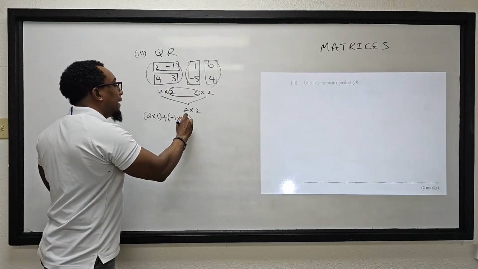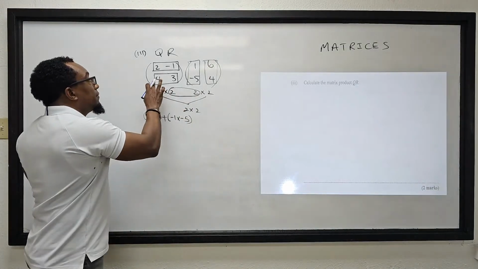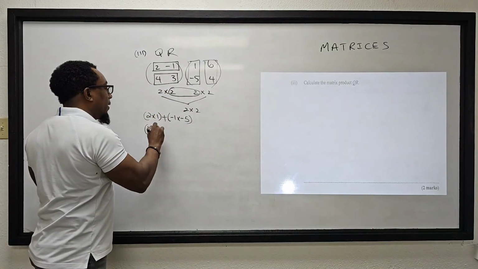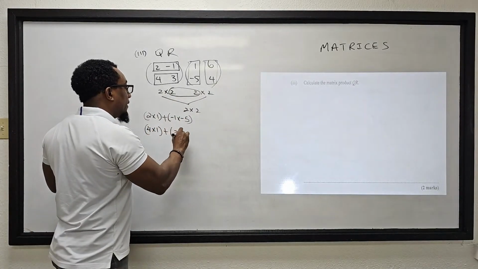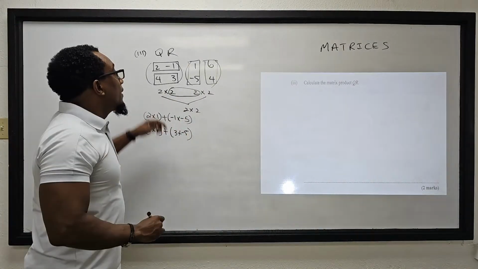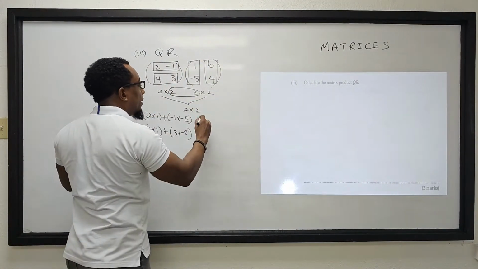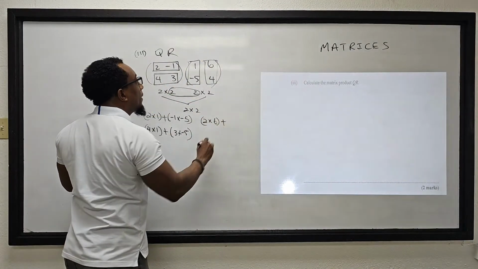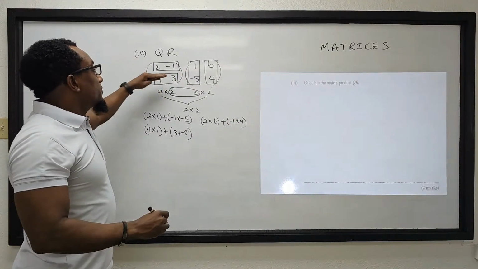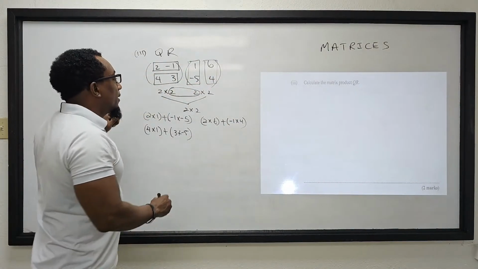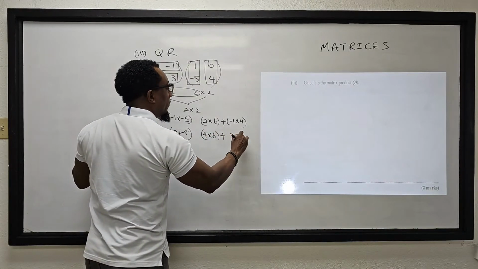Now let's multiply our second row by our first column: 4 by 1 plus 3 by negative 5. Then my first row by my second column: 2 by 6 plus negative 1 by 4. Then my second row by my second column: 4 by 6 plus 3 by 4.